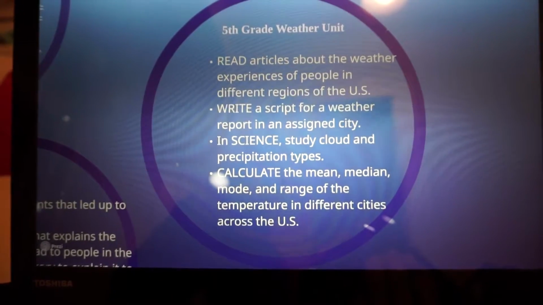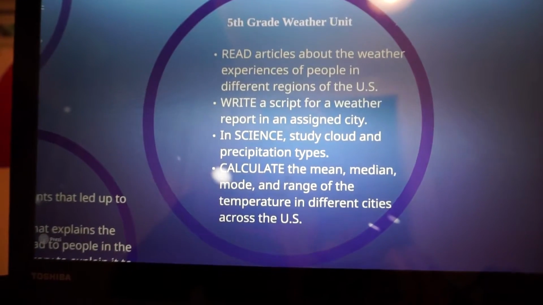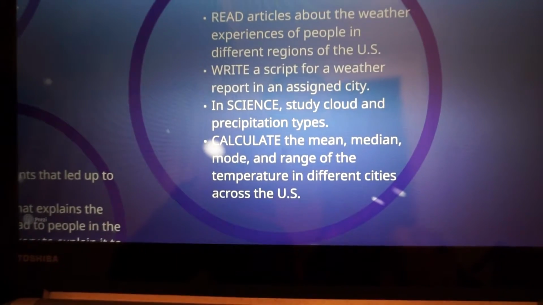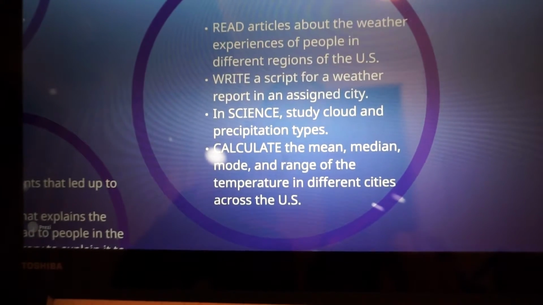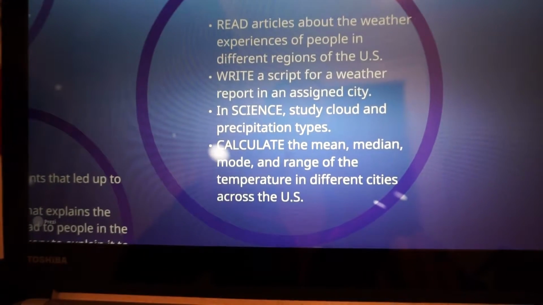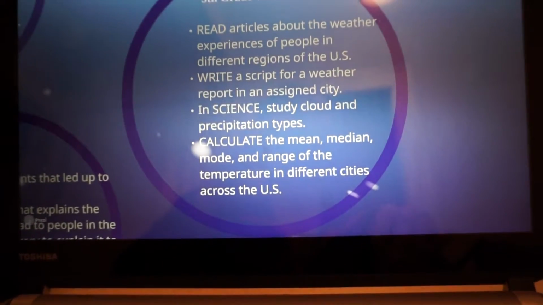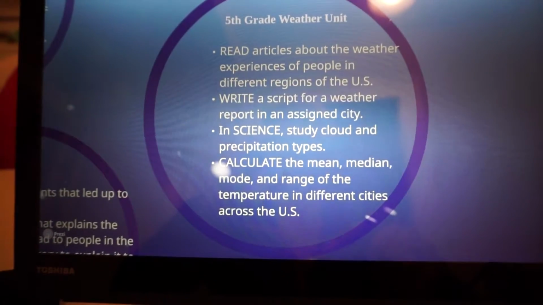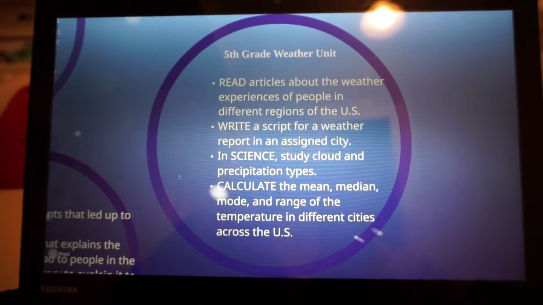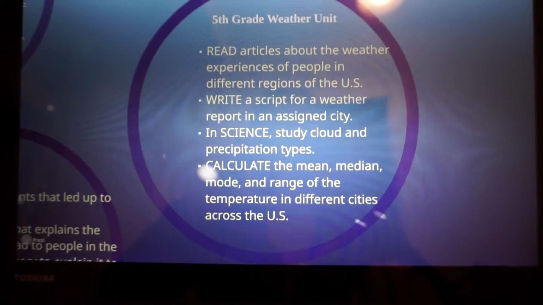In science, they might be studying clouds and precipitation types, the different names of clouds, what causes precipitation, that weather cycle. In math, they could be calculating the mean, median, mode, and range of temperature in different cities across the U.S. Of course, mean, median, mode, and range are repeated throughout the first semester or so of 5th grade. So this would be a good way to incorporate those temperatures in those regions and cities that were being studied.